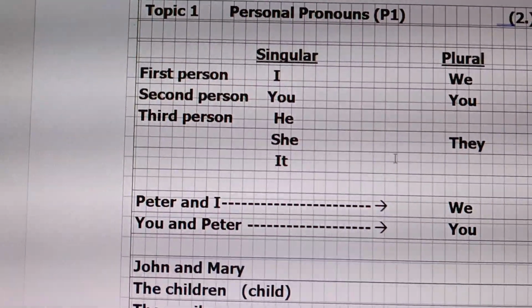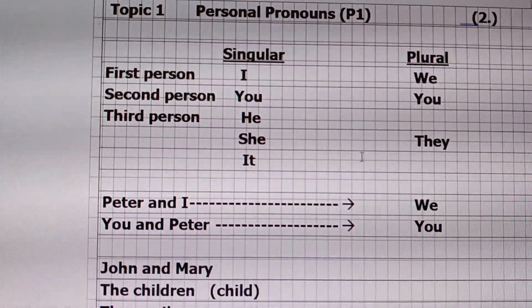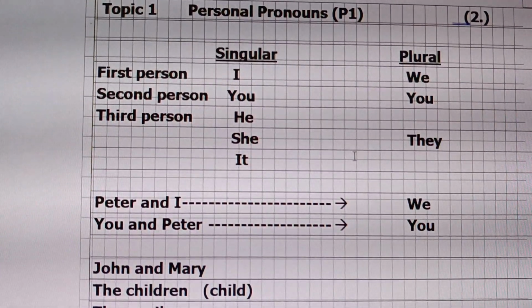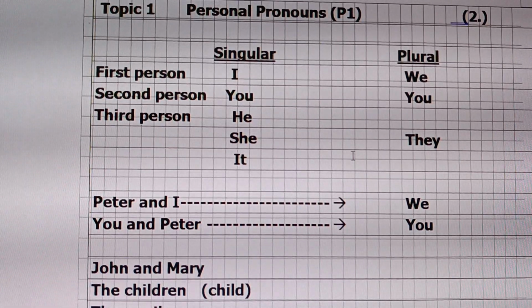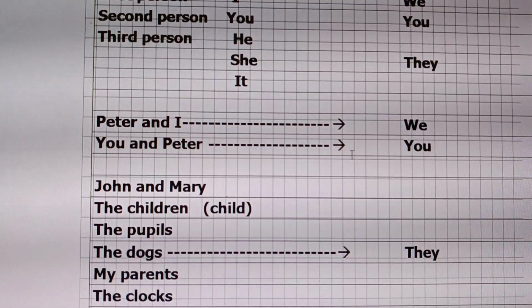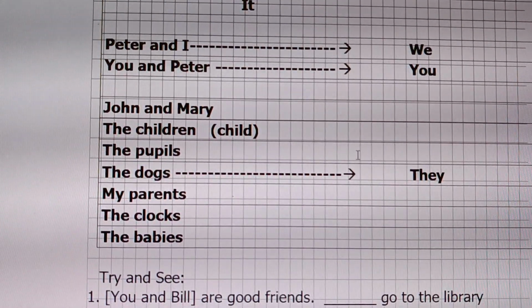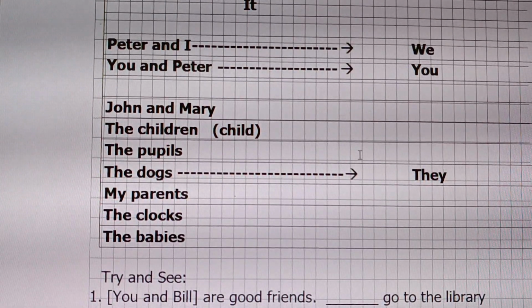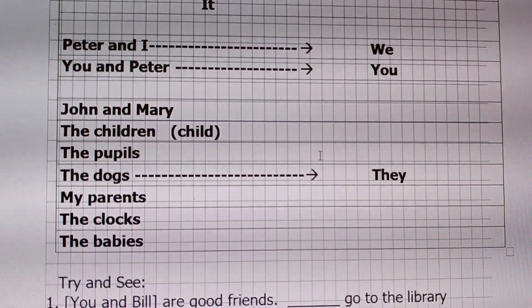So Peter and I, we. You see, and I always use we. So anybody and I is we. You and anybody, you. So you and Peter, you. John, Mary, the children, the pupils, all the plural nouns, when you don't see an I or you, you use they, the personal pronoun they.